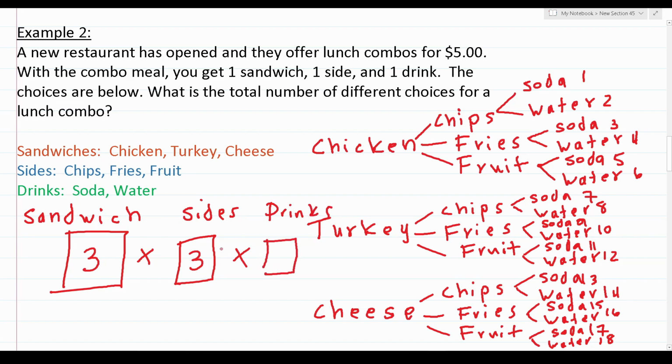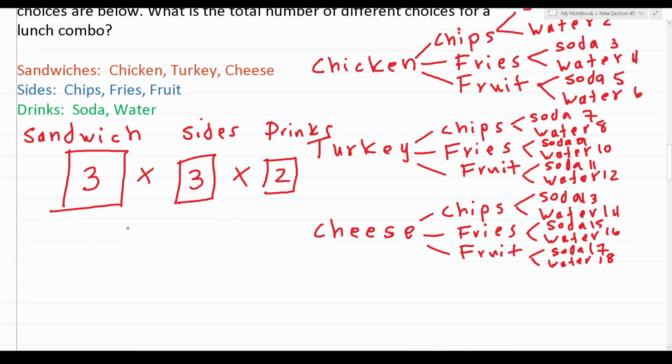And again, we can see that there are only 2 options for drinks. There's 2 ways of having your drink. So this becomes 3 times 3 times 2. Well, 3 times 3 is 9, so this becomes 9 times 2. 9 times 2 is 18.